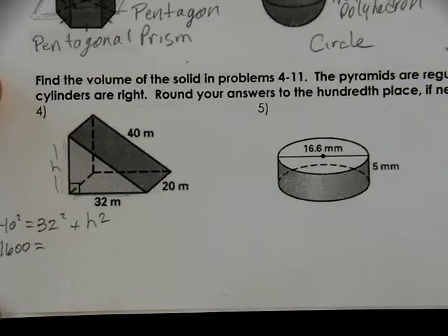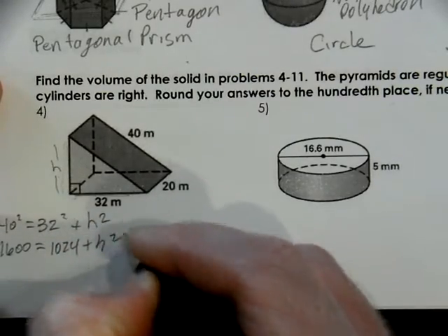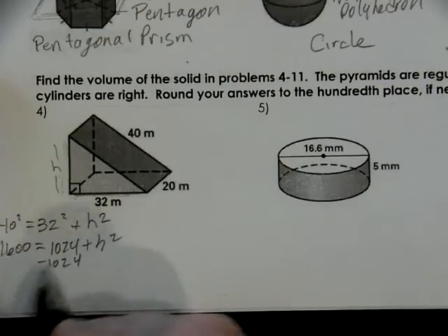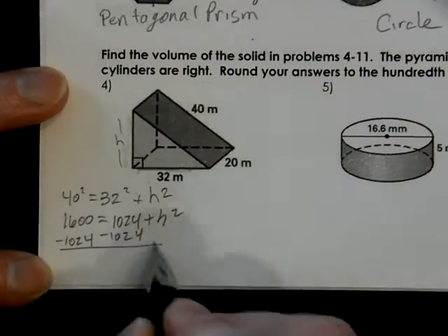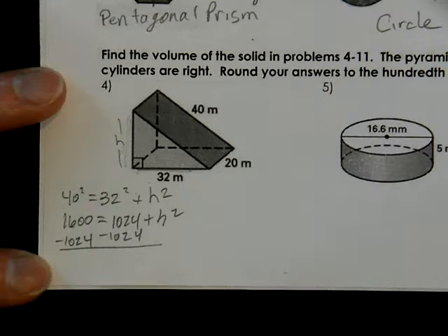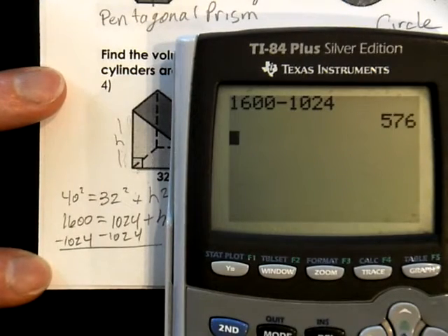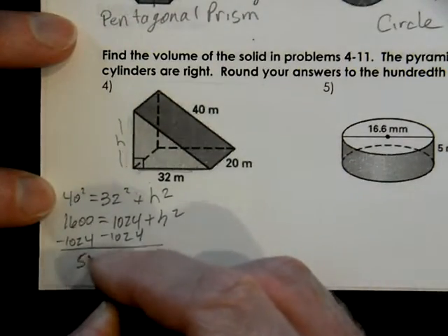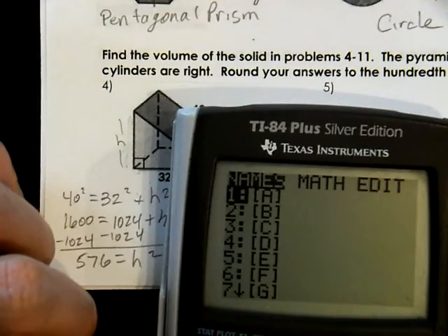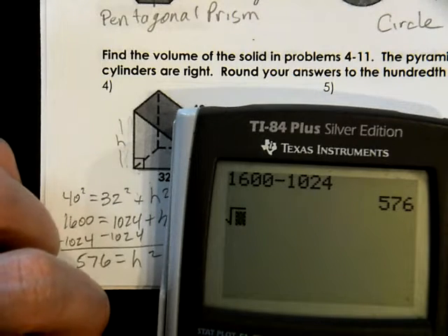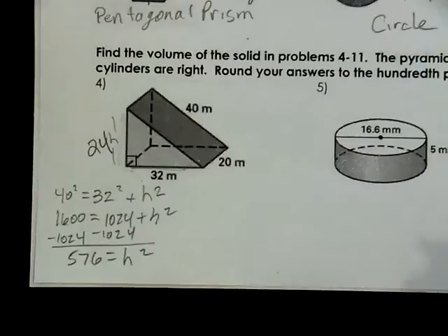And 32 squared is 1024. And we subtract our 1024. We have our 1600 minus 1024 gives us 576. And you'll see that when we take the square root of our previous answer, we get 24. So this height is 24.